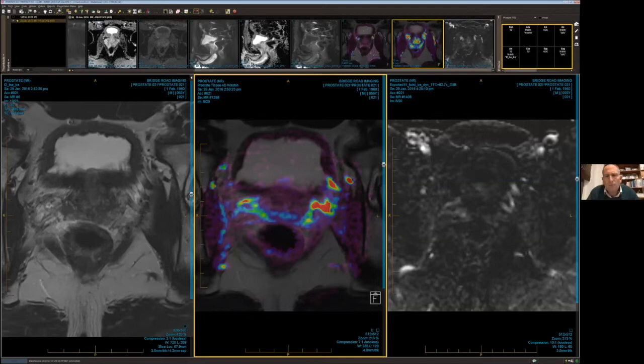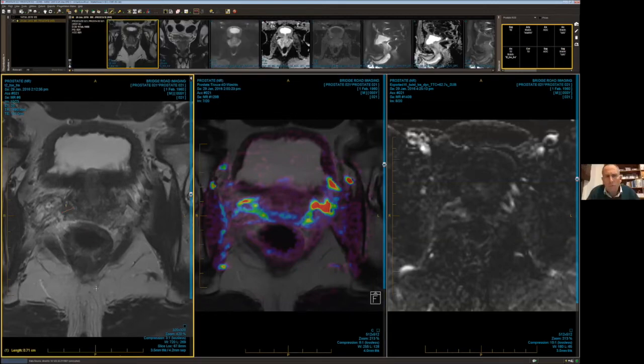So that's the closest I can get to a correlate. Would you do anything differently, knowing now what the PSMA PET has shown?